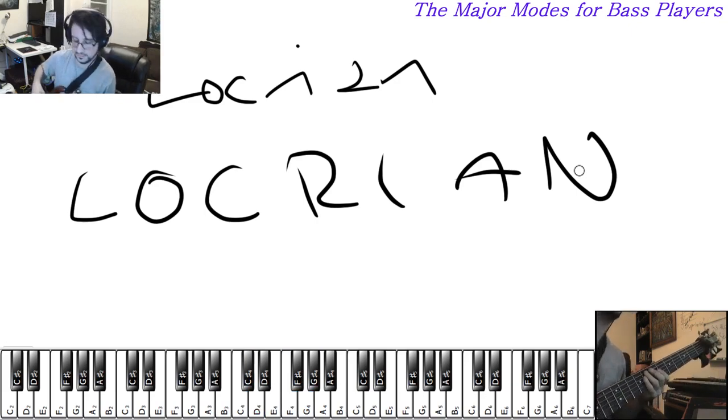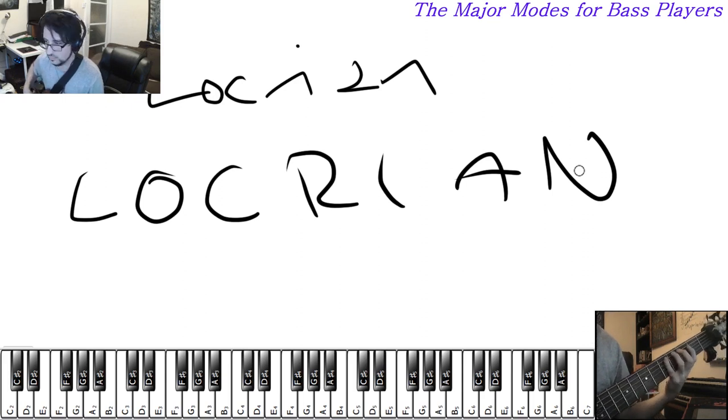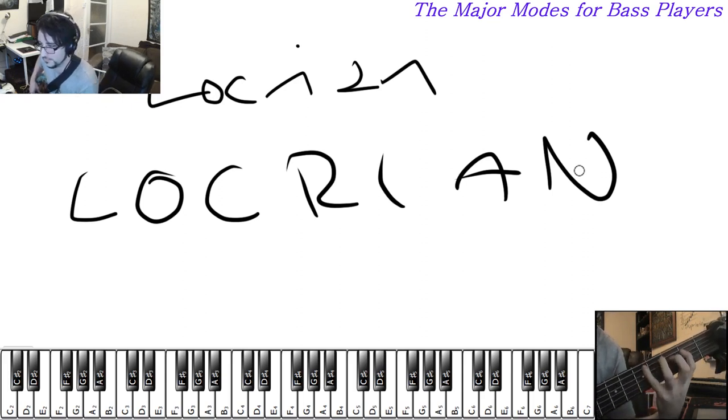Fingering on piano needs to be worked on. And on the bass we can do it at the 2nd fret. So we've got root, minor 2nd, minor 3rd, 4th, minor 5th or flat 5th or tritone, minor 6th, minor 7th, octave.